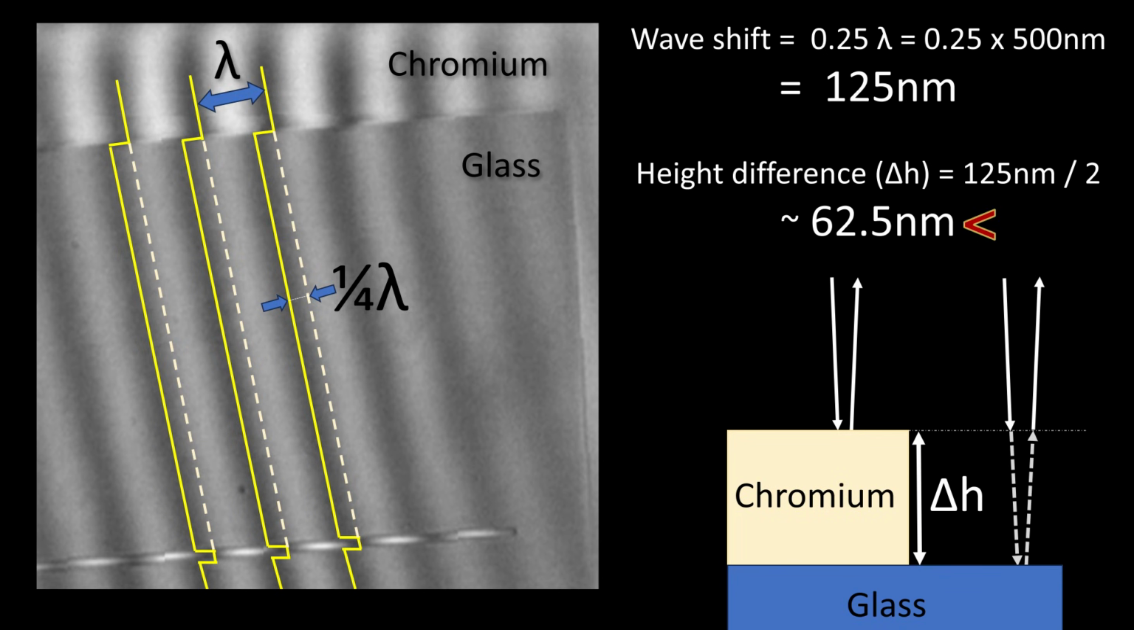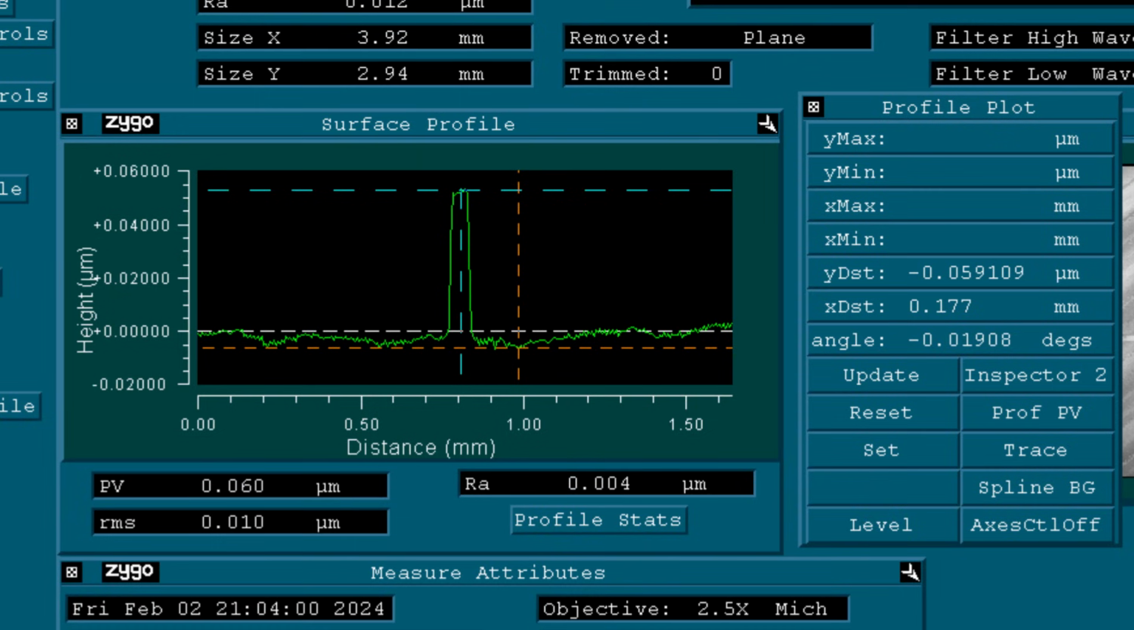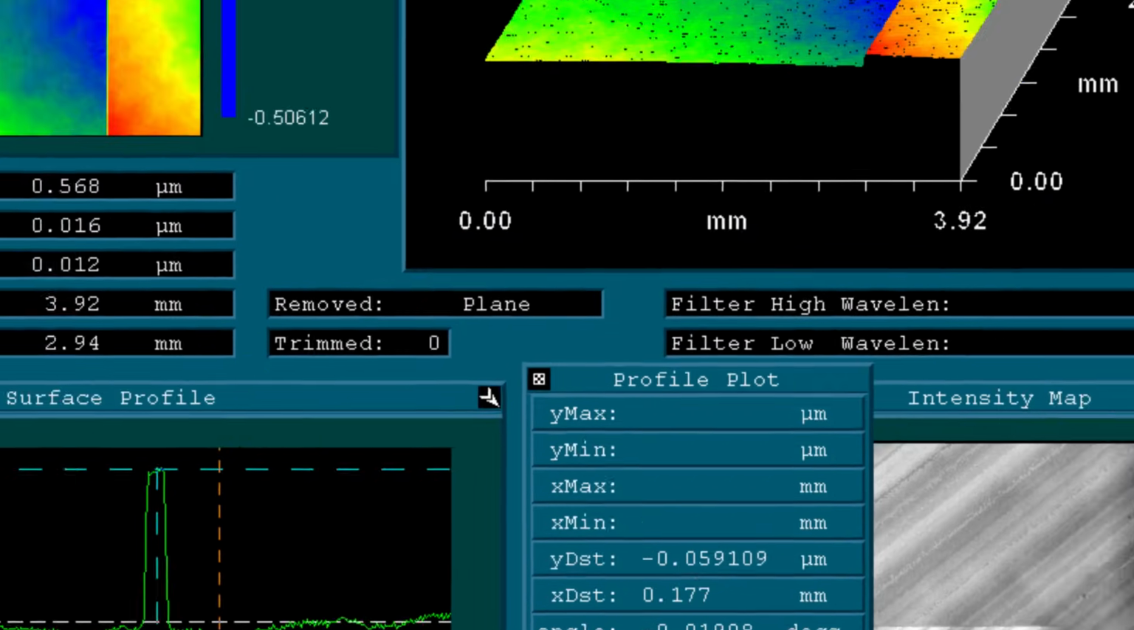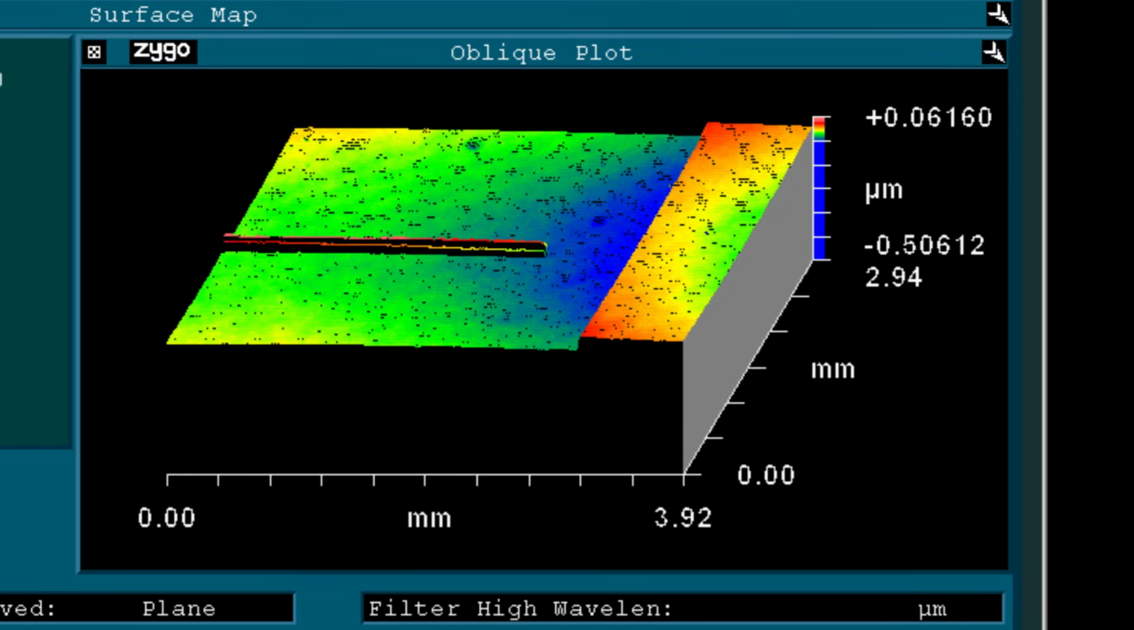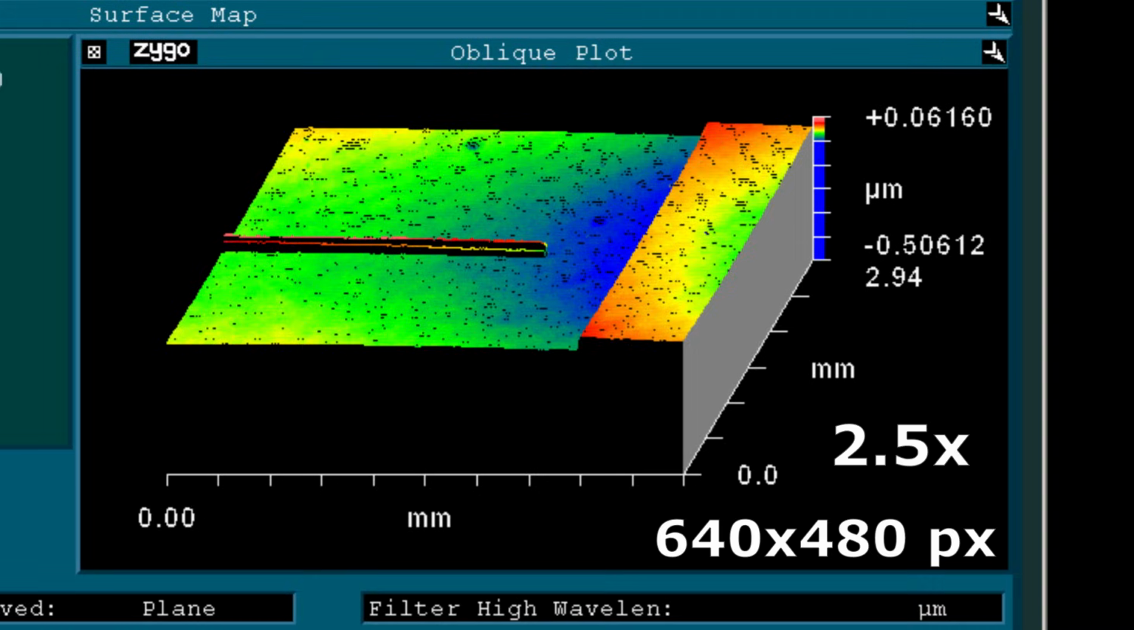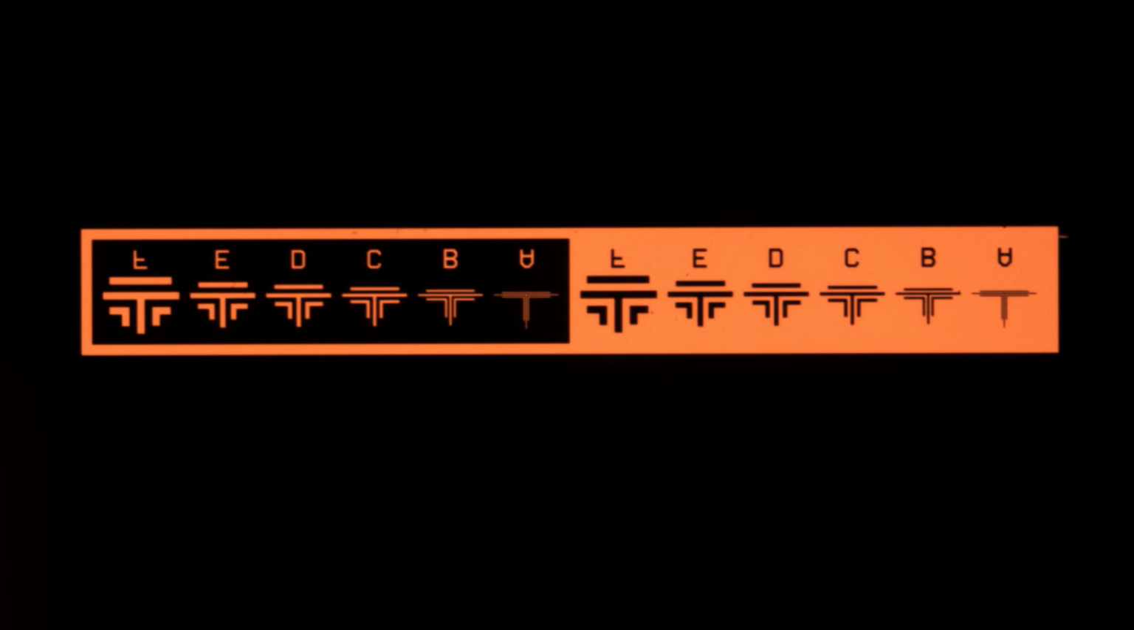Now, even though the height resolution is quite mind-boggling, the lateral resolution over the surface, so in the X and Y direction, is quite limited due to the low magnification of the objective and the low resolution of the camera. So if we want to take a look at smaller details like those found in these test features in the chromium, we need to use a higher magnification objective.